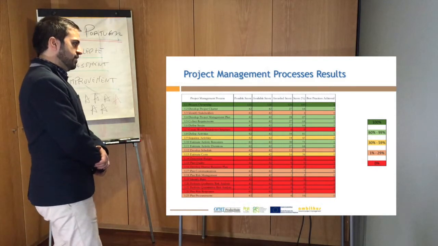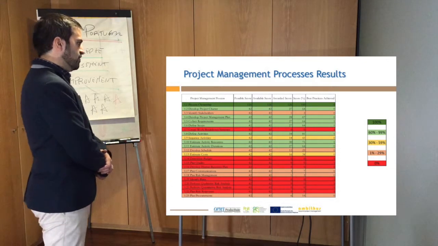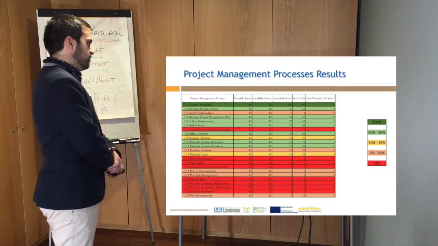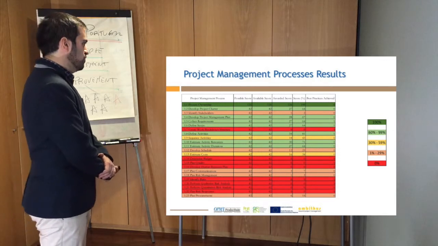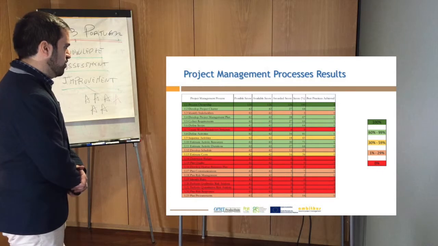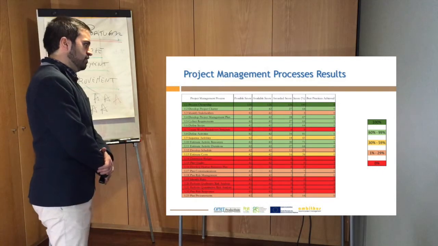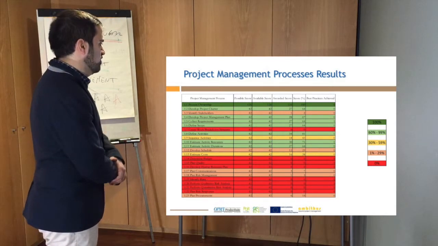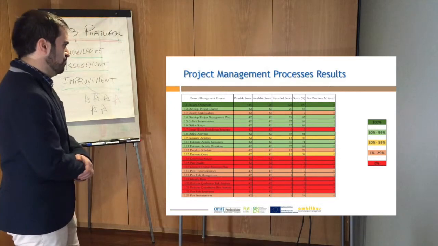Not so well on the sequences, with 43%. The estimation of activity resources as well as duration had good results. The develop schedule achieved 29%, still with margin to improve here. The estimates of the costs have a low percentage as well, with 38%. For the determination of budget, there are no processes to determine the budget in these organizations.